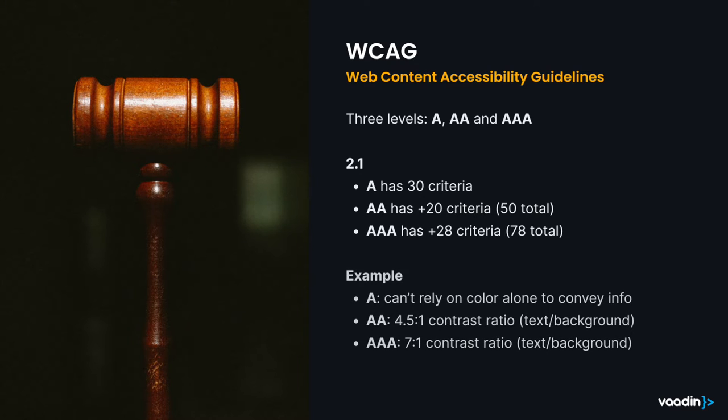To give you a simplified example, to reach level A, you cannot rely on color alone to convey information. For example, links within text can be difficult for colorblind people to see if they don't have an underline or a different font weight, for example. And for level AA, there's a criteria that states that the contrast ratio between text and the background must be at least 4.5 to 1 to ensure the text is legible. For AAA, that contrast needs to be 7 to 1.